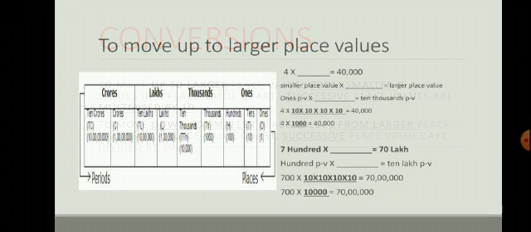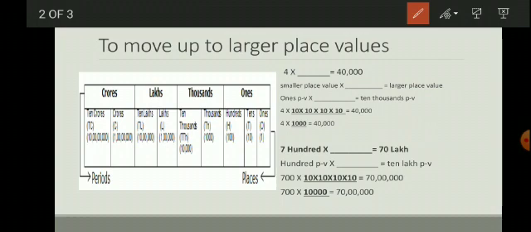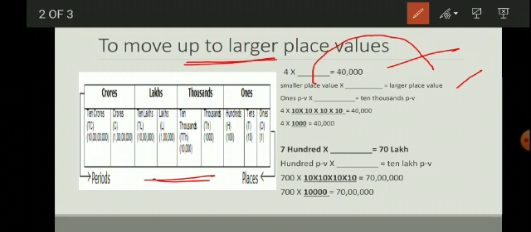Rule 1, to move up to larger place values, and we have a place value chart here. See, this is the example. 4 into dash is equal to 40,000. That means smaller place value into dash is equal to larger place value. From smaller place value we are going to get larger place value. So 4 is in the ones place, and we have to get the answer 40,000, so the 10,000's place. Here it is in the place value chart.